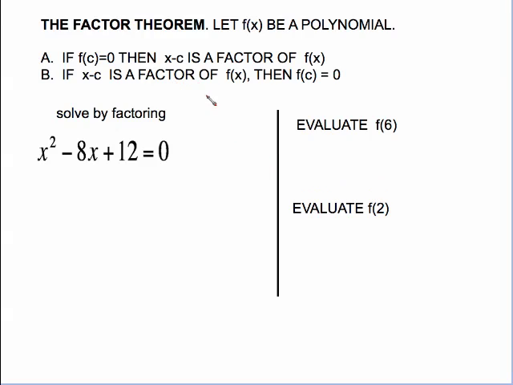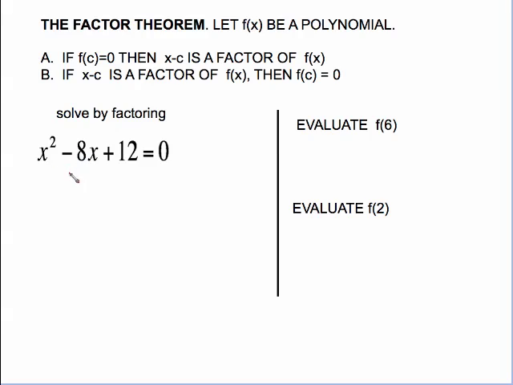Now let's look at what's called the factor theorem. The factor theorem says let f of x be some polynomial. Two things are true. If f of c equals 0, then x minus c is a factor of f of x. This works the other way around. If x minus c is a factor of f of x, then that means f of c equals 0, which sounds confusing, but let's take a look at an example.